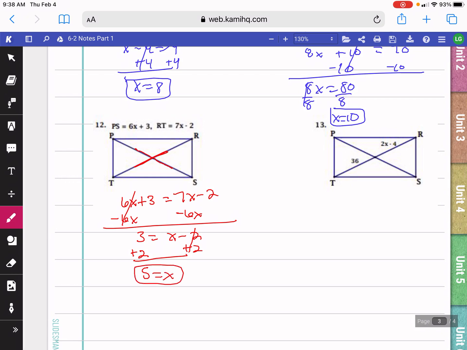In our next image, we have diagonals as well. We know that the diagonals not only are congruent, but they bisect each other. So all these pieces are going to be congruent here. So we can set 2x minus 4 equal to 36, and then use that to solve for x.